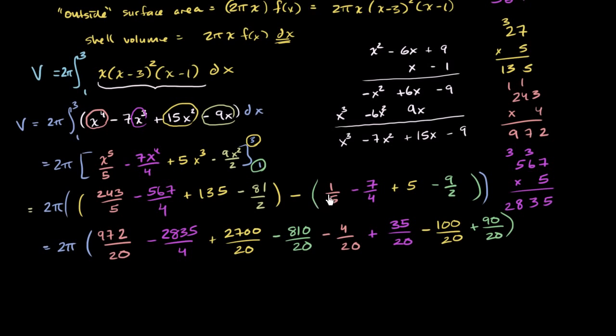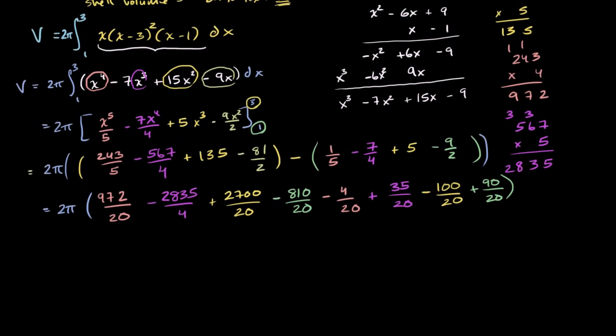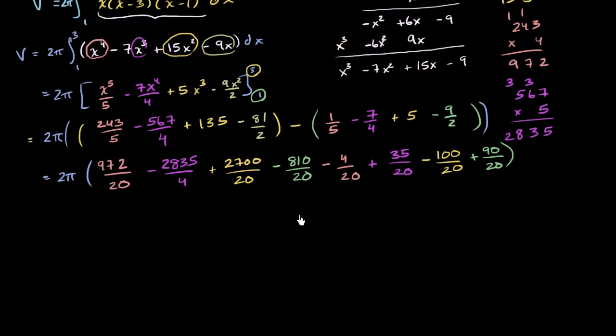Did I do all the signs right? Negative 1/5. Positive for this one. So then positive 7/4, negative 5, and then positive 90 over 20. And so now I just have to do some hardcore addition. So first I'll add all the positives together, and then I'll add all the negatives together, and that'll make it one subtraction problem. So I have 972 plus 2,700 plus 35 plus 90.